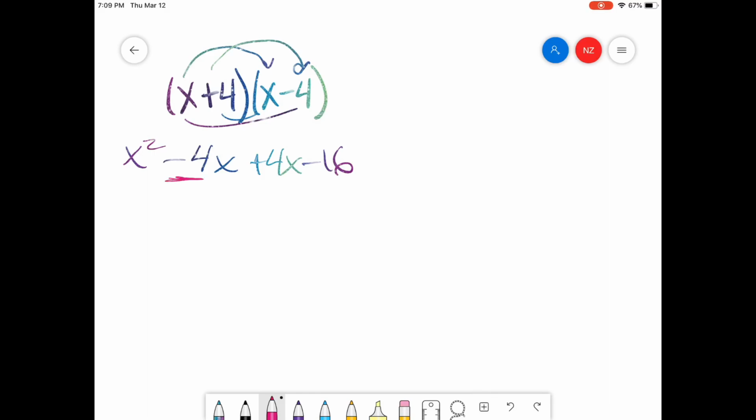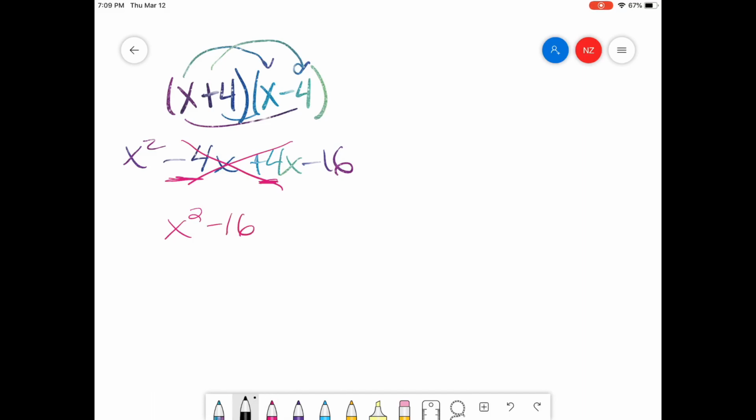I have a negative 4 and a positive 4. Negative 4 plus 4 is actually 0. So this whole situation in the middle is going to cancel out. It's 0. I don't need to write x because that would stand for 1x. I just cross it out and my final answer would be x squared minus 16.